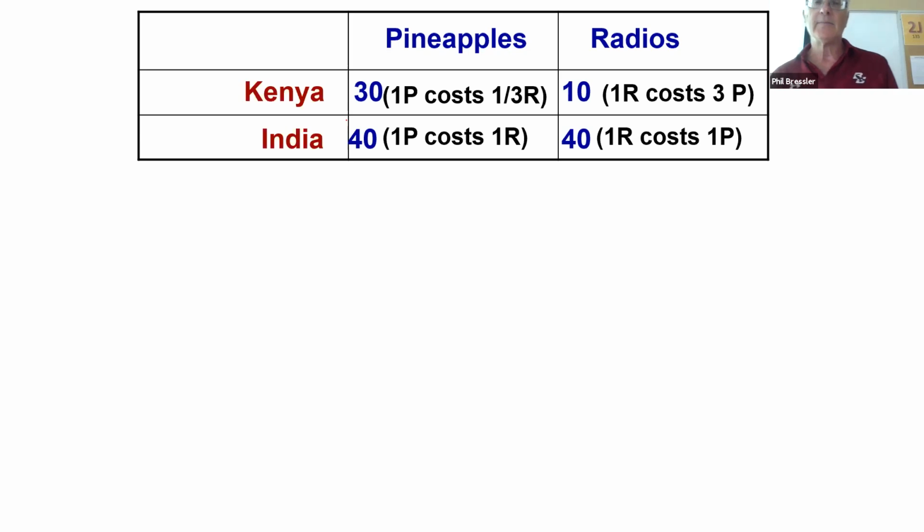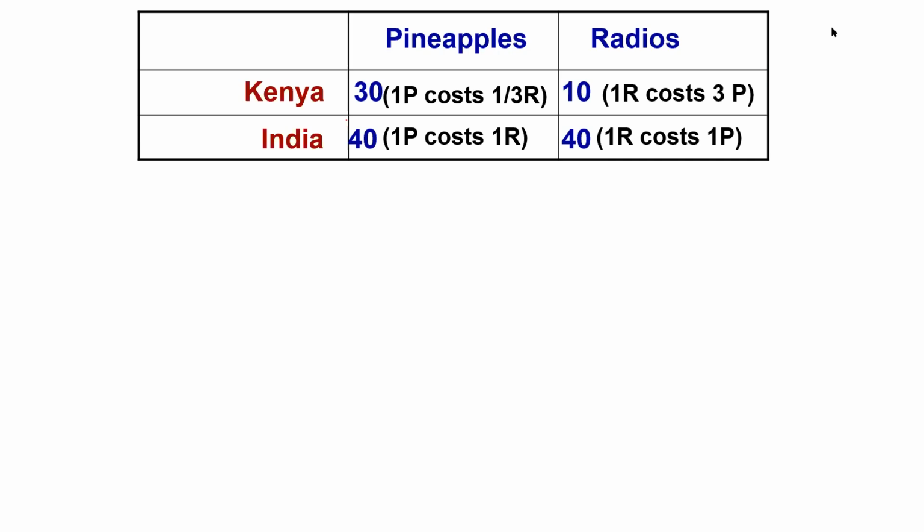All right, Ryan. What do you got? At least 2 pineapples. Right, okay, at least two, anything more than one. Because if they got one and a half pineapples, right? Because if a radio costs 3 pineapples for Kenya to make and they can buy it for 2 pineapples, it's also good for them. All right, correct.